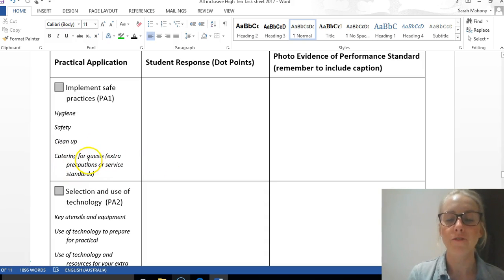So anything extra you would have done to ensure that the food was safe for guests, but also that the guests assumed or were able to look at you serving the food and be reassured that what they were eating was going to be made in a hygienic manner.